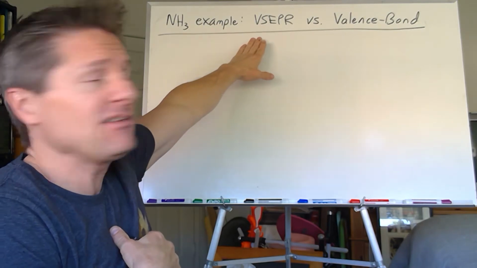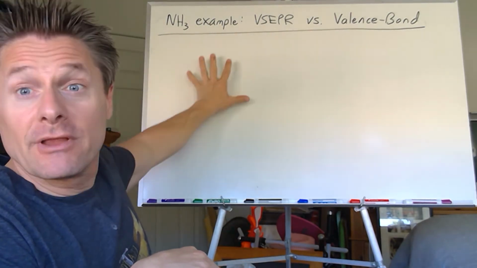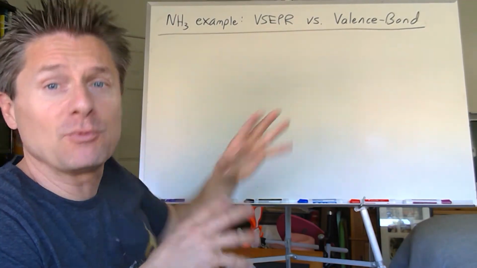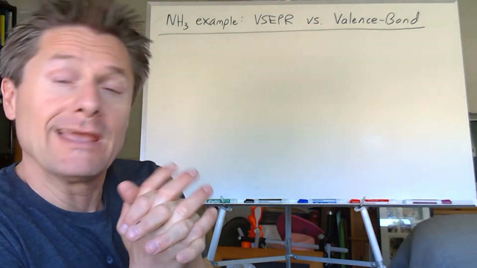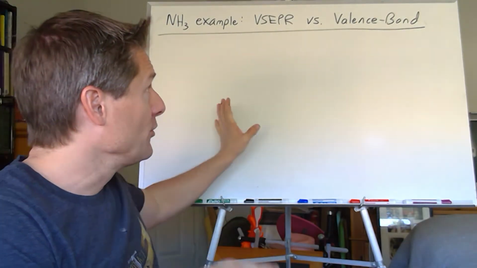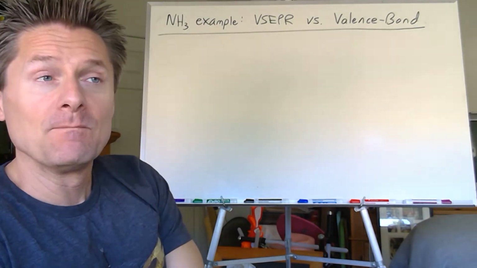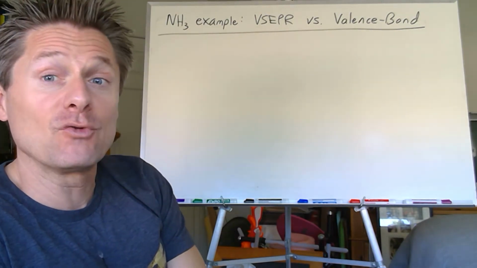So let's take the VSEPR model. And if you want to pause this, go ahead and do the Lewis structure, and then from that, draw the VSEPR structure for me for ammonia and predict the bond angles. Do that real quick. And then we'll do the same thing using the ideas of the valence bond method and show you what the bond angles would predict there.